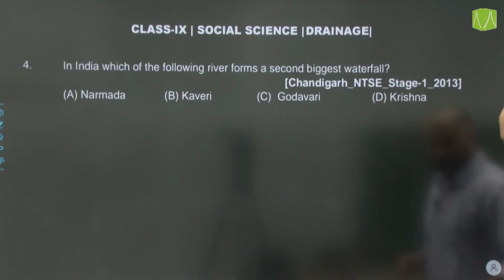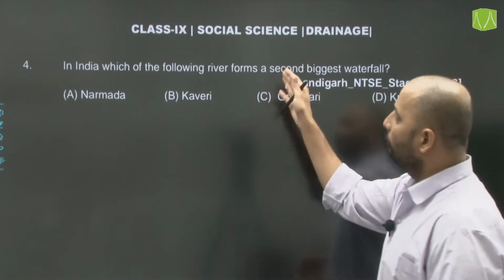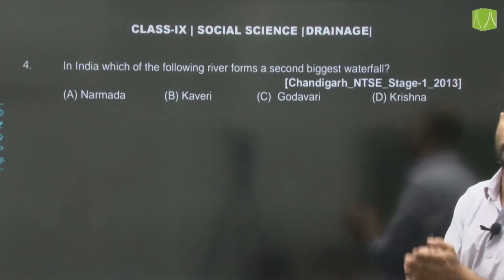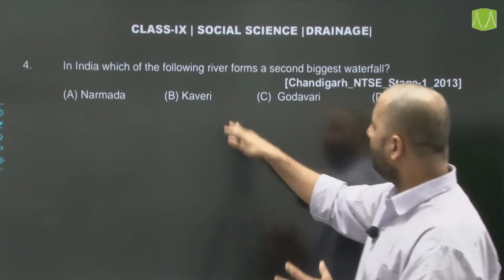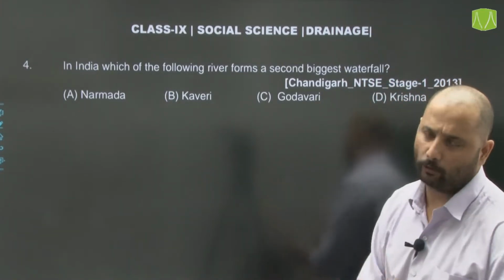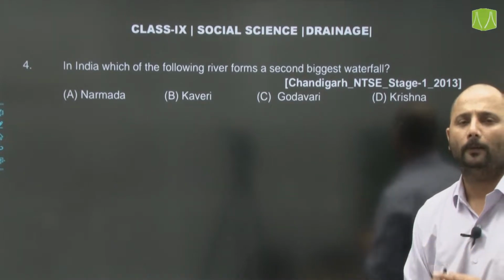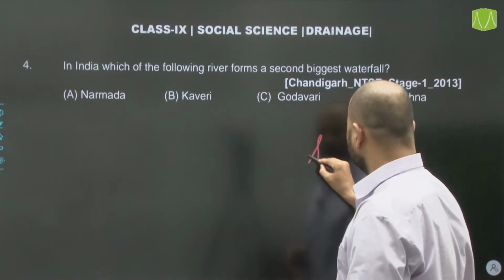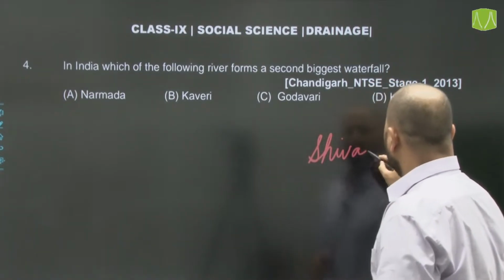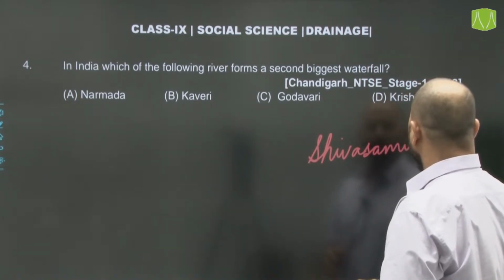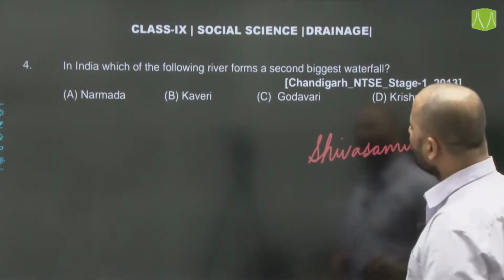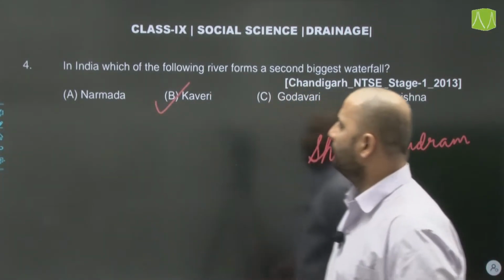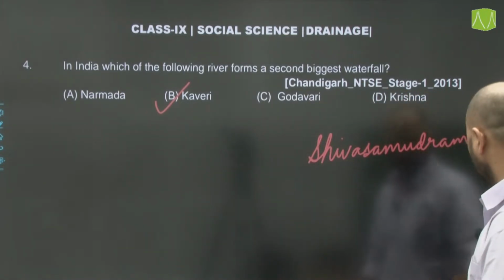Let us move on to our next question. In India, which of the following rivers forms the second biggest waterfall? Chandigarh NTSE stage 1 2013 question. Options provided are Narmada, Kaveri, Godavari and Krishna. As we know, it is also clearly given in the box in our NCERT class 9 books that Shiva Samudram falls is the second biggest waterfall of India, and it is formed by the river Kaveri. So option B here will be the correct answer.